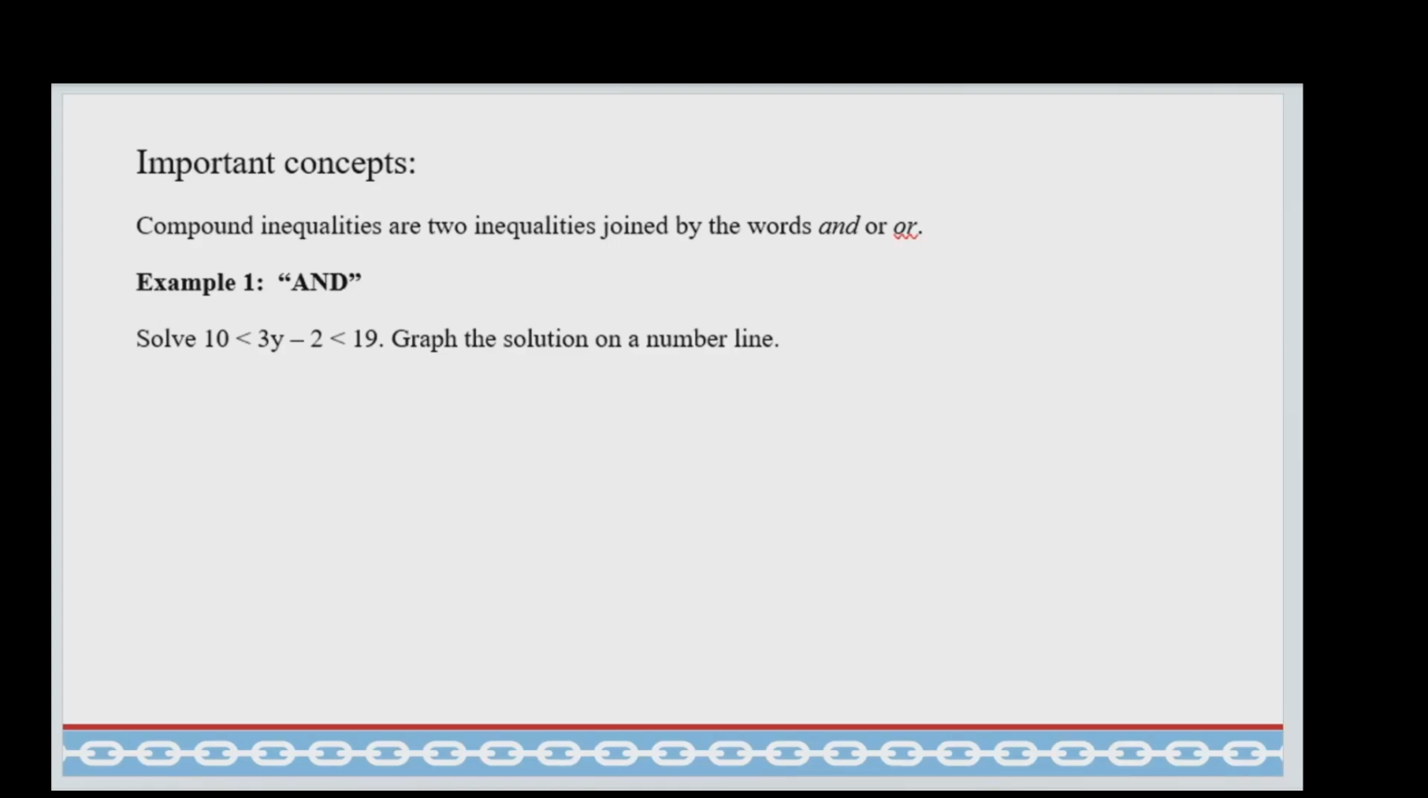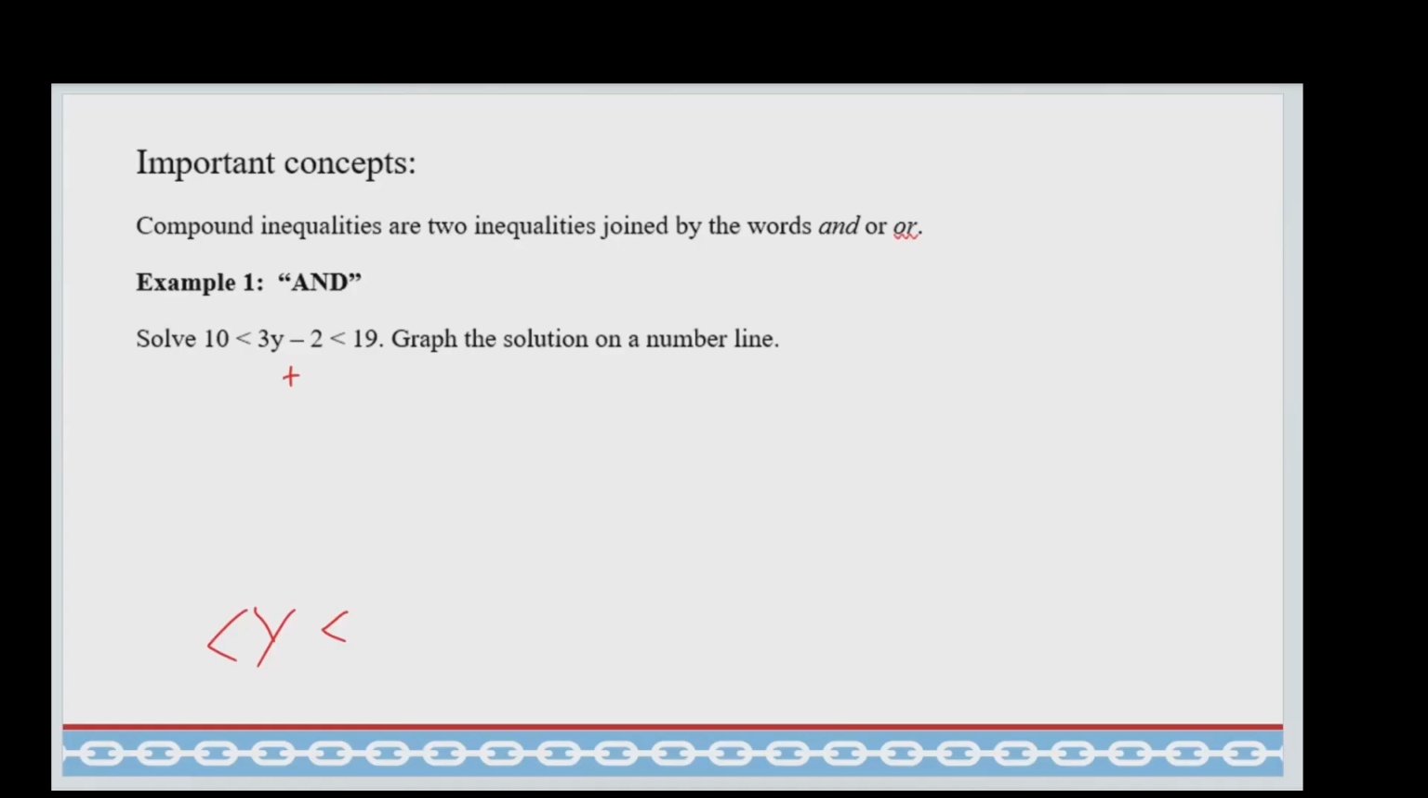You could also read that as 10 is less than 3y minus 2 and 3y minus 2 is less than 19. So what we are going to do here is solve this for y, and we want y to be in the middle. When I'm done, I want y and then some values on both sides of it. So I am going to work to get y by itself in the middle.